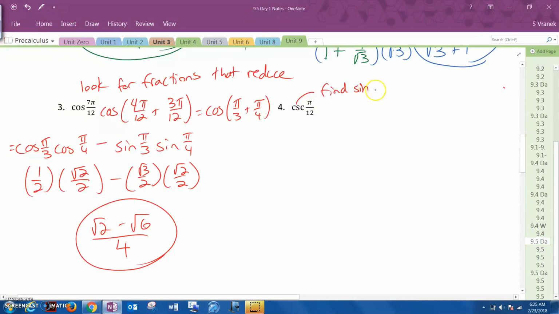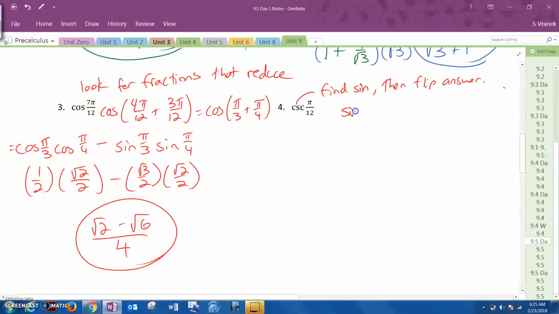Alright, the last one of these kind, we have a cosecant, so to do this, find the sine one, then flip the answer. So pretend this is the sine. So we're going to find sine of pi over 12. First we have to figure out how to get pi over 12. Well, the good news is we can use the same two angles we used in the last one. We used 4 plus 3 is 7, but we could do 4 minus 3.